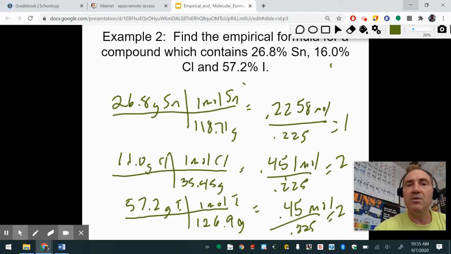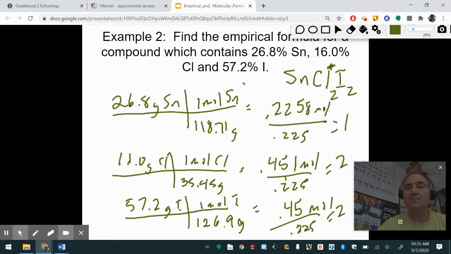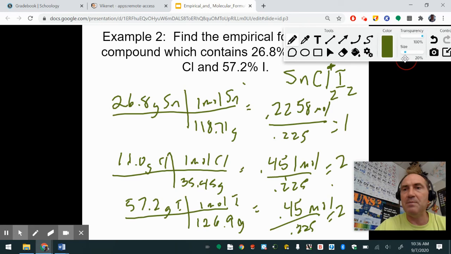So then you're going to get a formula, Sn, and there's going to be 1, and it's going to be Cl, I, and there should be none of that. But basically, whatever they give you, typically the order they give it to you is what you put in the formula when you're finally done. And there would be 2's here. And the reason there's 2's is the ratio was 2. Okay. All right. Let's keep going since we're having so much fun, and let's wrap this up shortly.